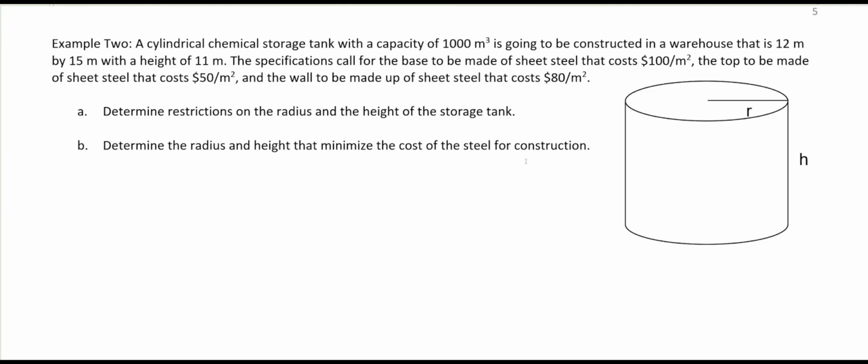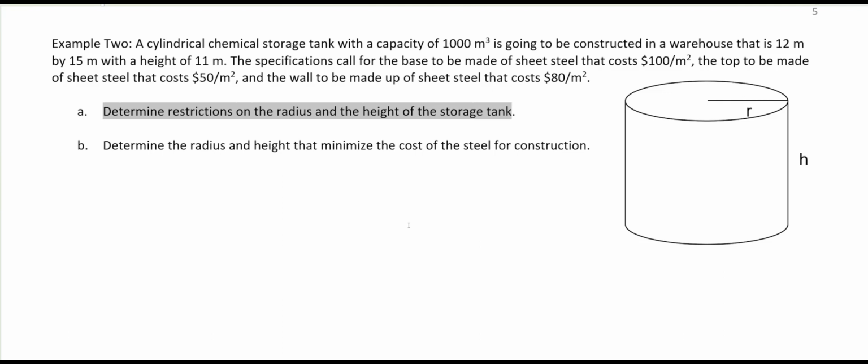And then what we are going to try to do is minimize the cost of steel. So we're going to look at the surface area of the top, the surface area of the bottom, and the surface area of the side. And then when we multiply each by its cost multiplier, we're going to try to minimize that cost, okay? All right, so let's take a look right here and answer this question.